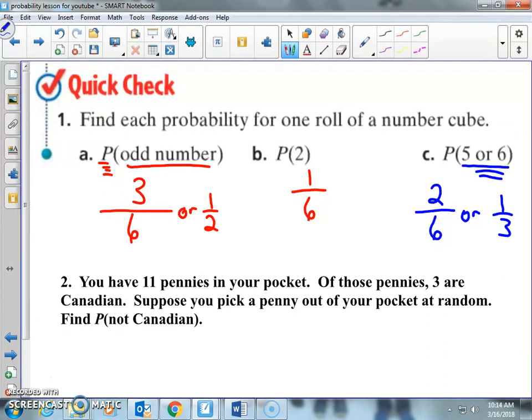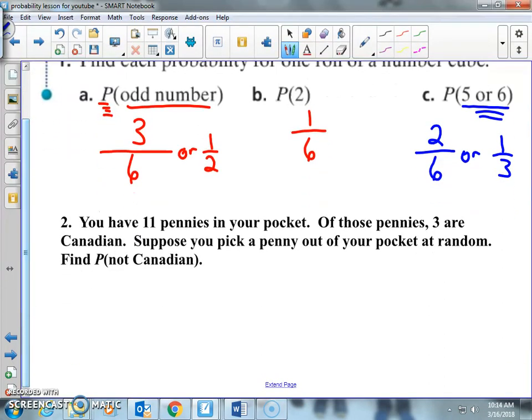Now the word problem here in number 2 talks about pennies. And let's see, 3 of them are Canadian. Suppose you pick a penny at random. They want us to find the probability of a penny that's not Canadian. Well, I know that 3 of them are Canadian and that I have 11 total. So if 3 are Canadian, 8 are not Canadian. I want not Canadian pennies. There are 8 that are not Canadian. Those are the 8 that I want out of 11 total. Okay, so that's probability.